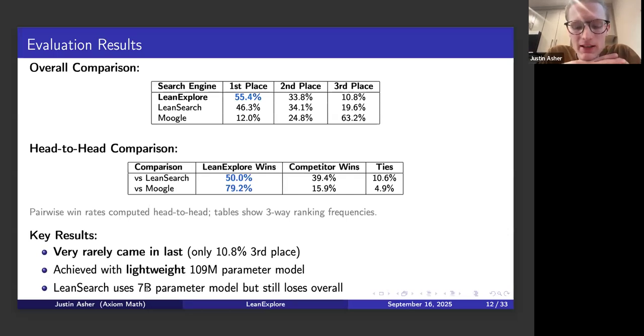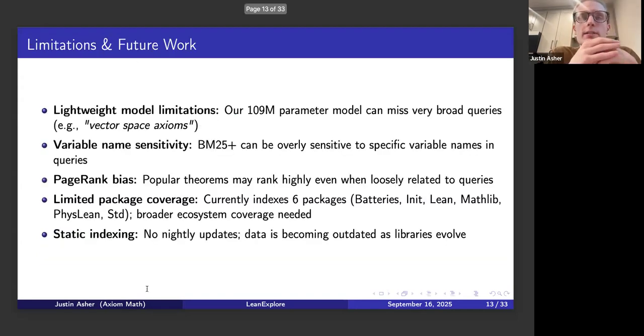I think the biggest thing that the LeanExplore search algorithm struggled with was that if you type in a query and your query was something very vague, like you're just looking for vector space axioms. Since I was using a smaller model, it was less likely to give you a good result because it maybe doesn't understand as well what vector space axioms were. But on the other hand, it did tend to be much more accurate when you were looking for very specific theorems or very specific statements in Mathlib.